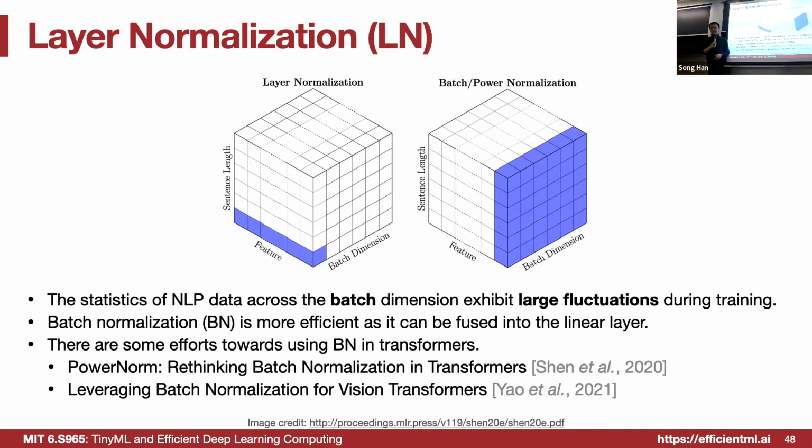Which is the layer normalization. Previously we talked about batch normalization in CNNs, which can be folded into the weights. So this is the feature dimension, this is the batch dimension, and this is the sentence length dimension. But here we are doing normalization in a different dimension. This is different tokens, different words. This is different sentences, the batch dimension. Here you have multiple sentences, and multiple words in a sentence.